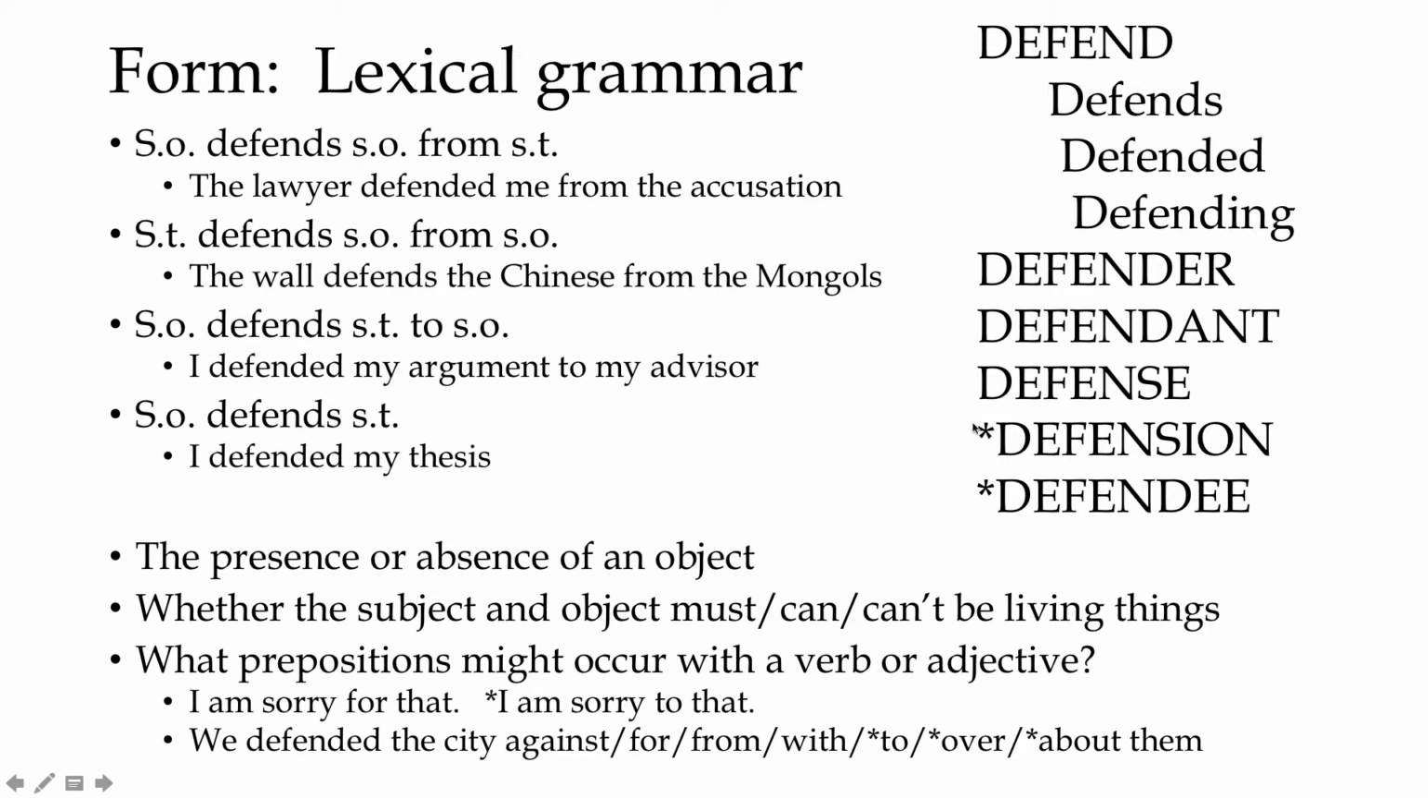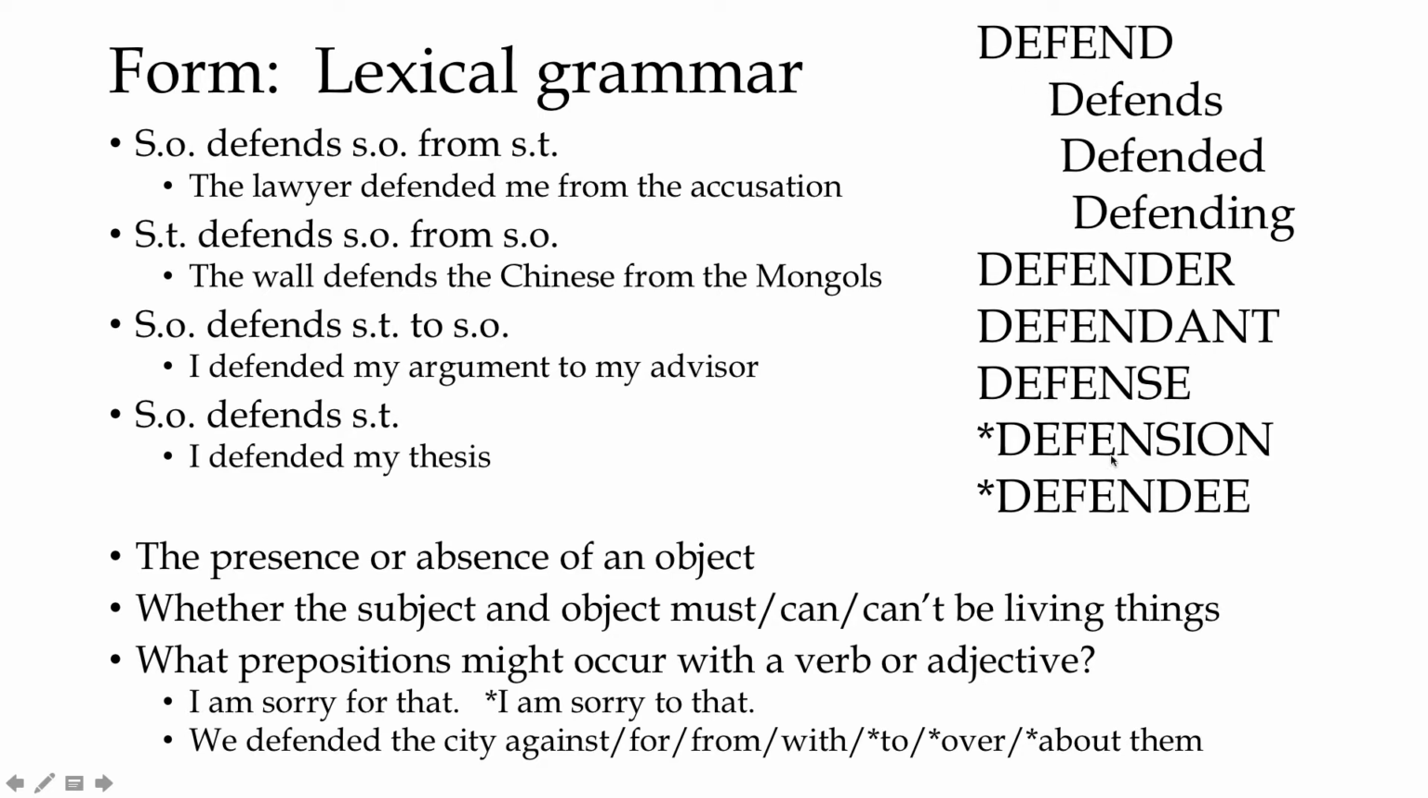If we also think, another aspect of lexical grammar is sort of what forms this root can take within what we call the lemma. These three forms, defends, defended, defending, these are sort of predictable forms for any verb in English. You can have walks, walked, walking, cooks, cooked, cooking, defends, defended, defending. So these parts are predictable. You would assume that they would be there. But the existence of defender or defendant or defense, these are unpredictable.